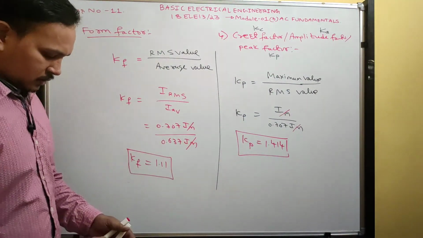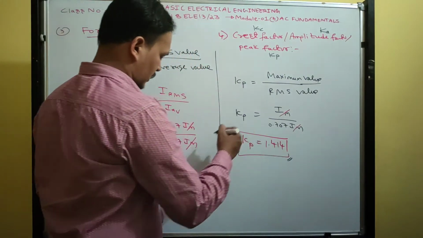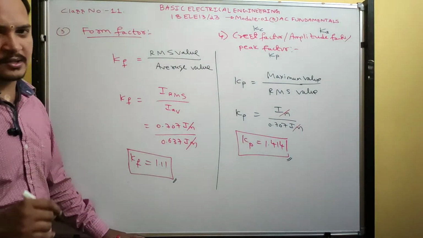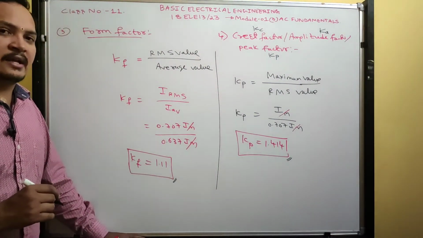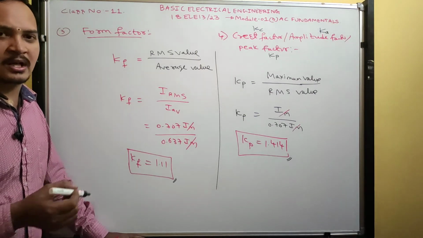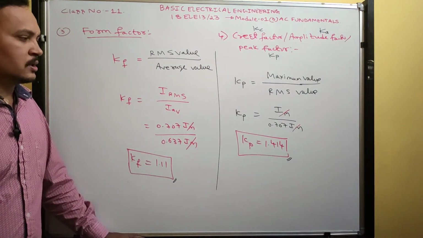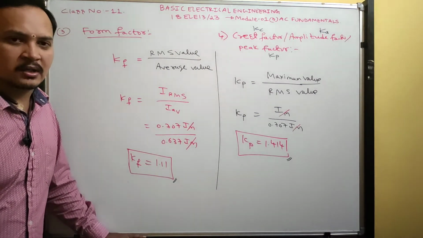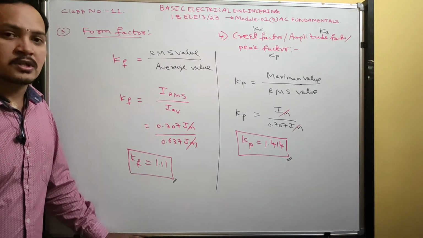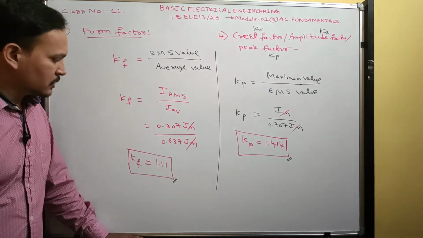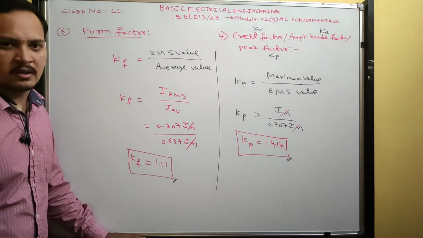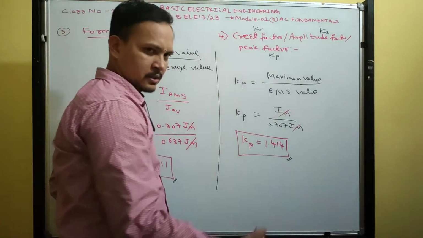Got it? All these are very much important. In viva, in the laboratory viva during exam time, they are going to ask these numerical values as direct questions. What is the peak factor of a sinusoidal waveform? What is the numerical value? 1.414. What is the form factor? 1.11. Like that you can give answers.